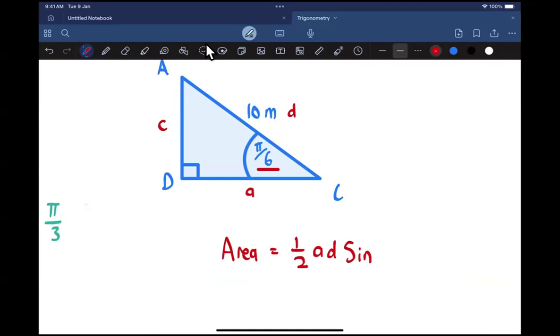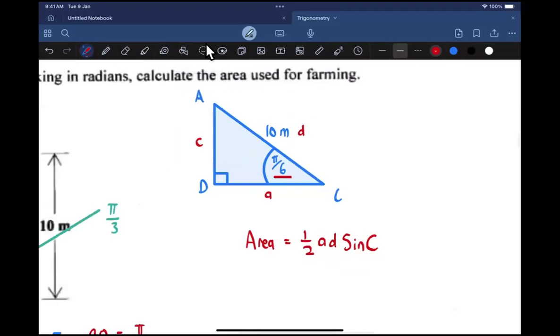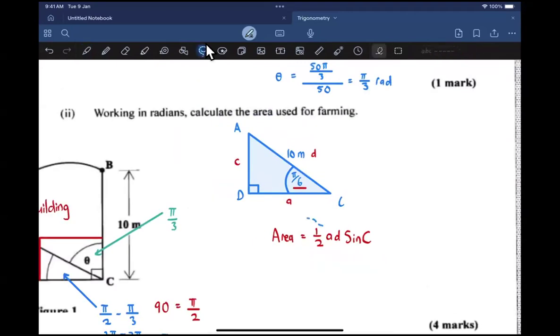Which one is the included angle? Which one are we assuming is the included angle? A, D, or C? C. Yeah, it's C. It is C, right? Okay.